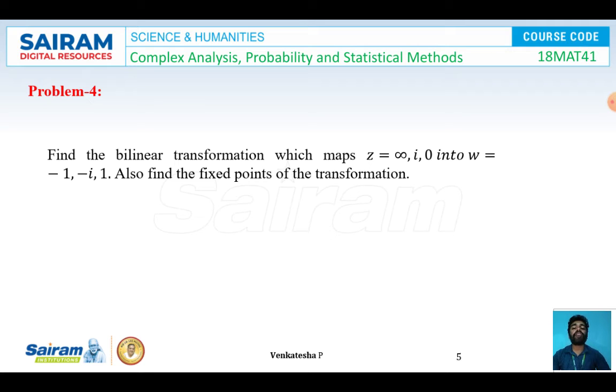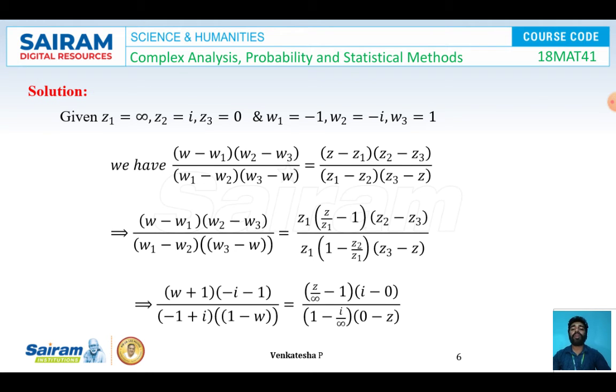So the points they have given are z1 = infinity, z2 = i, z3 = 0, and w1 = -1, w2 = -i, and w3 = 1. So now I'm taking the formula. The formula we have is (w - w1)(w2 - w3) / (w1 - w2)(w3 - w) = (z - z1)(z2 - z3) / (z1 - z2)(z3 - z).